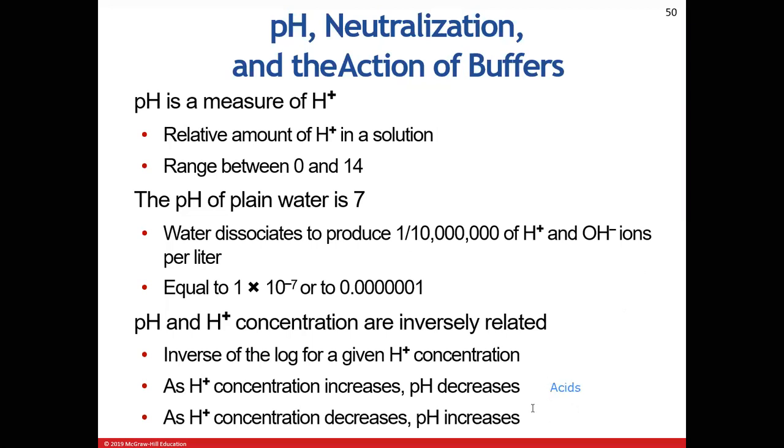So they're on the 0 to 6.99 scale. When we look at bases, the hydronium ion concentration decreases because the hydroxyl ion increases. And because of that, you're going to see the pH increase. This is going to take us to a pH of 7.01 up to 14, whereas with acids, we're going to have a pH of 0 to 6.99. So those are the pH ranges that we're going to see with acids and with bases.